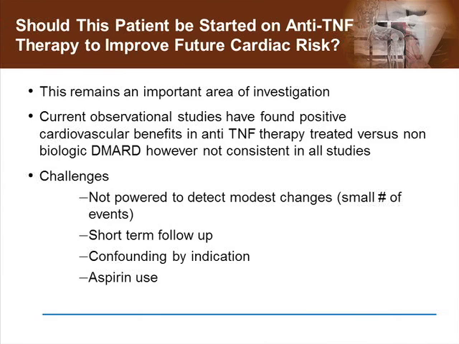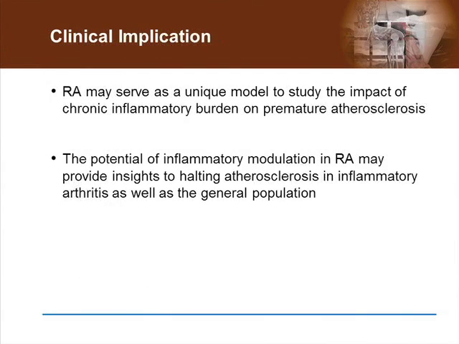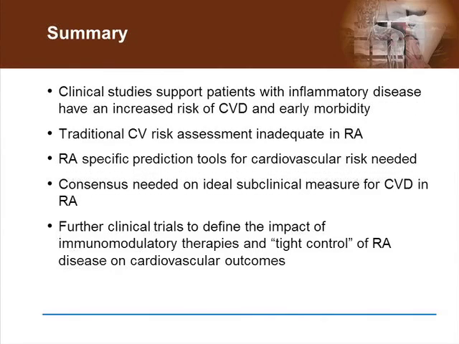named. Some are that many of them are not powered to detect the modest changes in cardiovascular disease. There's short-term follow-up. As you know, myocardial infarction and revascularization issues happen over long periods of time. There's also an issue of confounding by indication, meaning those with RA that have more aggressive disease tend to be treated with anti-TNF, and so sometimes we can confound our treatment populations more by the indications of their aggressive disease state rather than simply by their treatment use.